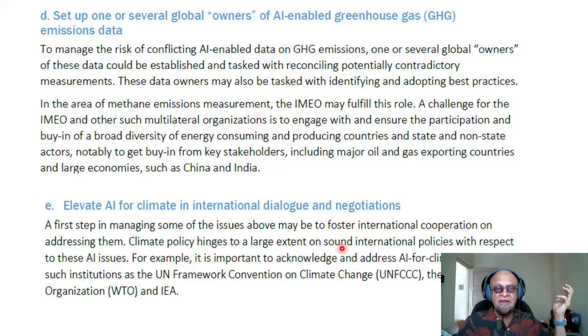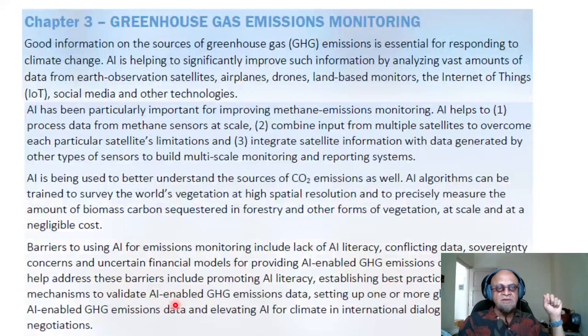Elevate AI for climate in international dialogue and negotiations. This is happening, but a first step in managing some of the issues above may be to foster international cooperation on addressing them. Climate policy hinges to a large extent on sound international policies with respect to these AI issues. For example, it's important to acknowledge and address AI for climate issues in such institutions as the UN Framework Convention on Climate Change, or the UNFCCC, the World Trade Organization, and the International Energy Agency, which runs the nuclear inspections and so on.